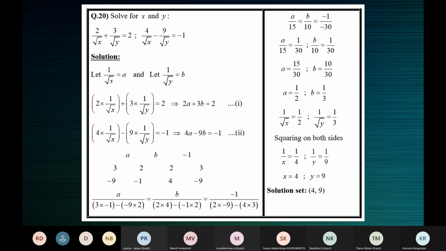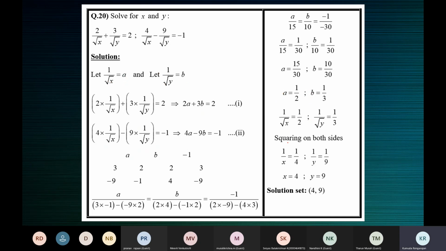a is 1 by 2, b is 1 by 3. Now, a is nothing but 1 by root x. So 1 by root x is 1 by 2. b is 1 by 3. That means 1 by root y is b, and 1 by root x is a. So when you get a's value, that means 1 by root x is 1 by 2. b means 1 by root y is 1 by 3.